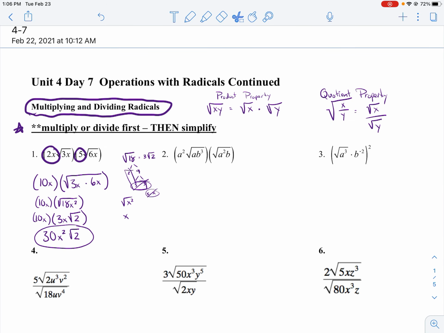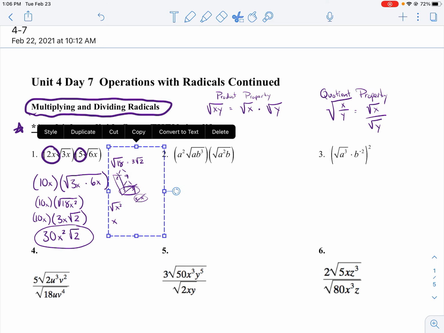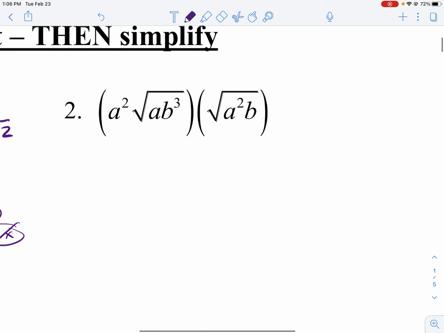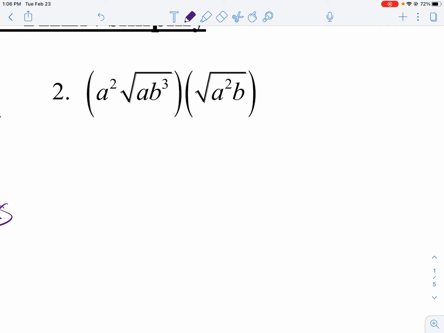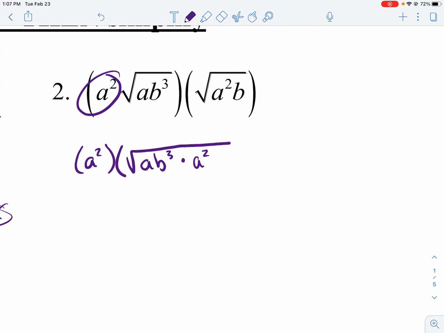That's number one. Number two, as you can see, it's all letters. No big deal, we'll just follow the same process. There's nothing on the outside here to multiply with this a squared, so a squared just gets left by itself. Everybody else gets put underneath the radical. Multiply those together underneath the radical, so we're going to get a cubed b to the fourth.